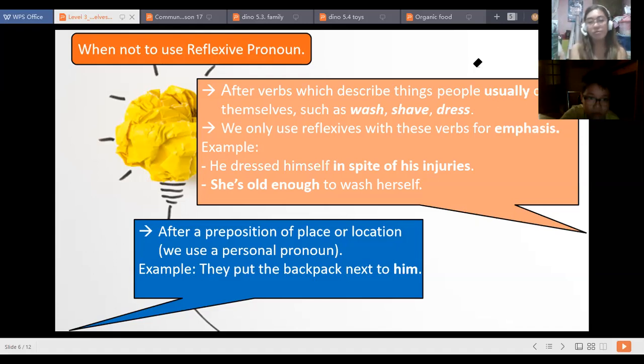Himself and herself. Very good. And how about the preposition? Can you give me the example after the preposition? They put the backpack next to him. Okay, so can you give me the personal pronoun there? Him. Very good.